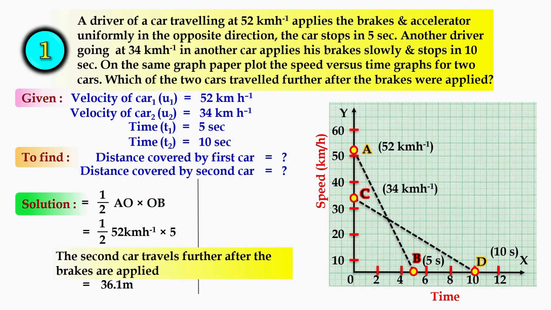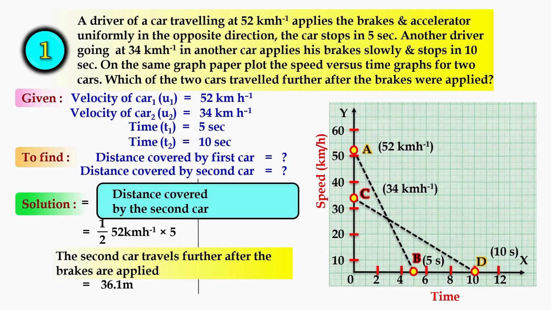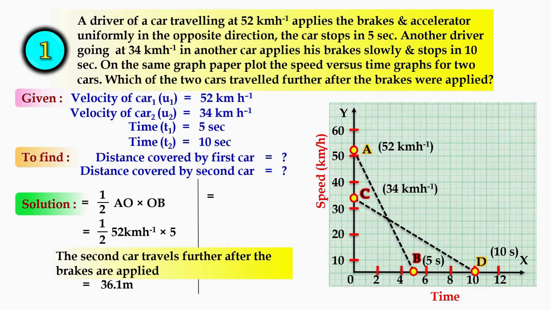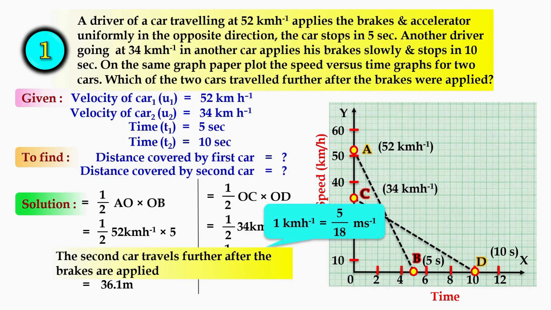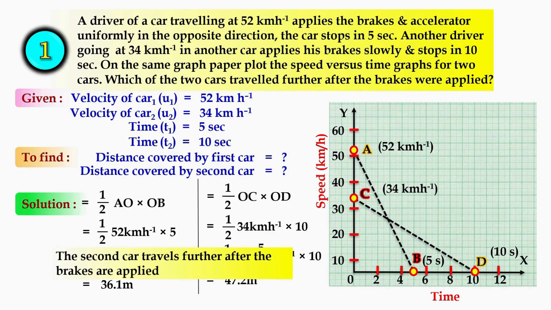Now let us calculate the distance traveled by the second car. Again, the graph forms a triangular region under the speed-time graph. So the distance traveled is half multiplied by speed multiplied by time. The speed of the second car is 34 km per hour, which becomes 34 multiplied by 5 divided by 18 meters per second. Substituting the values, we obtain the distance traveled by the second car as 47.2 meters. Comparing the two values, we see that the second car travels a greater distance after the brakes are applied.